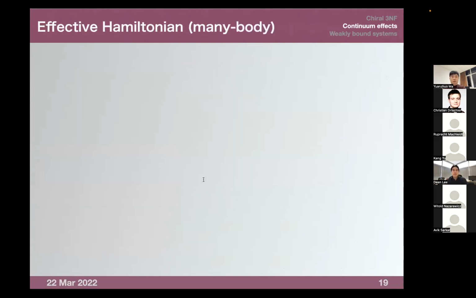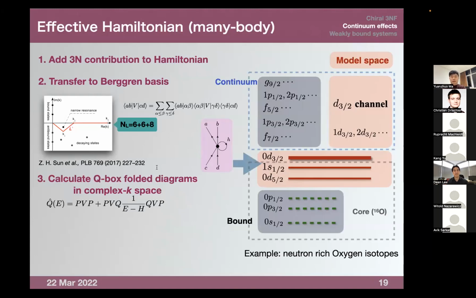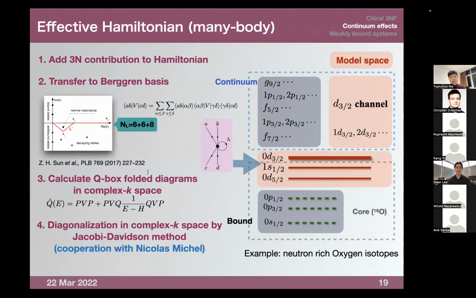So the workflow will look like this. First, add the three-nucleon contribution to the Hamiltonian, as discussed before, and then transform the Hamiltonian to the Berggren basis, where the continuum effect will come in. To obtain the effective model space Hamiltonian, we need to calculate the Q-box, so-called Q-box folded diagrams in complex k-space. And at last, we can do the diagonalization procedure with the Jacobi-Davidson method.